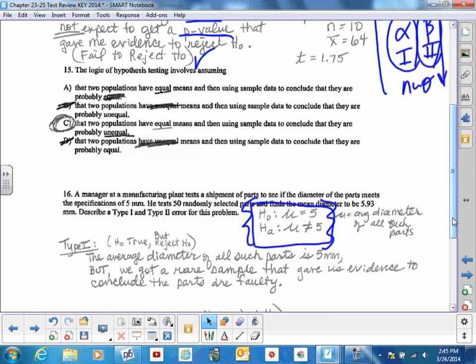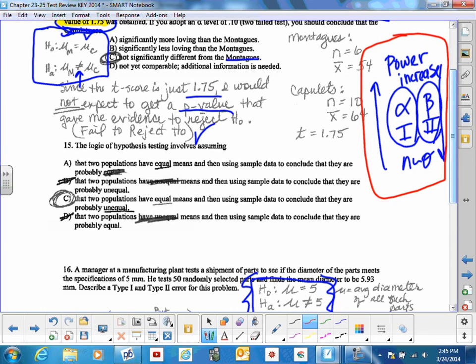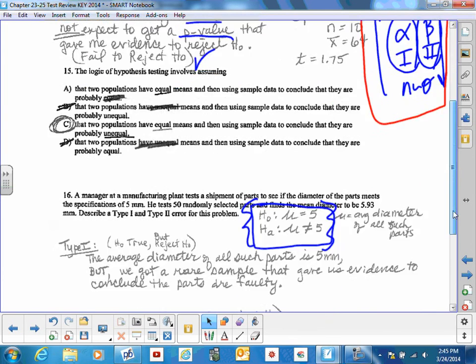Number 15 was pretty straightforward just from your basic understanding. I had somebody ask me earlier about this because they had forgotten about it and hadn't seen it in a while, and the question was, are there going to be any error questions on the test? And my answer is, maybe. I don't know. So don't forget this stuff.